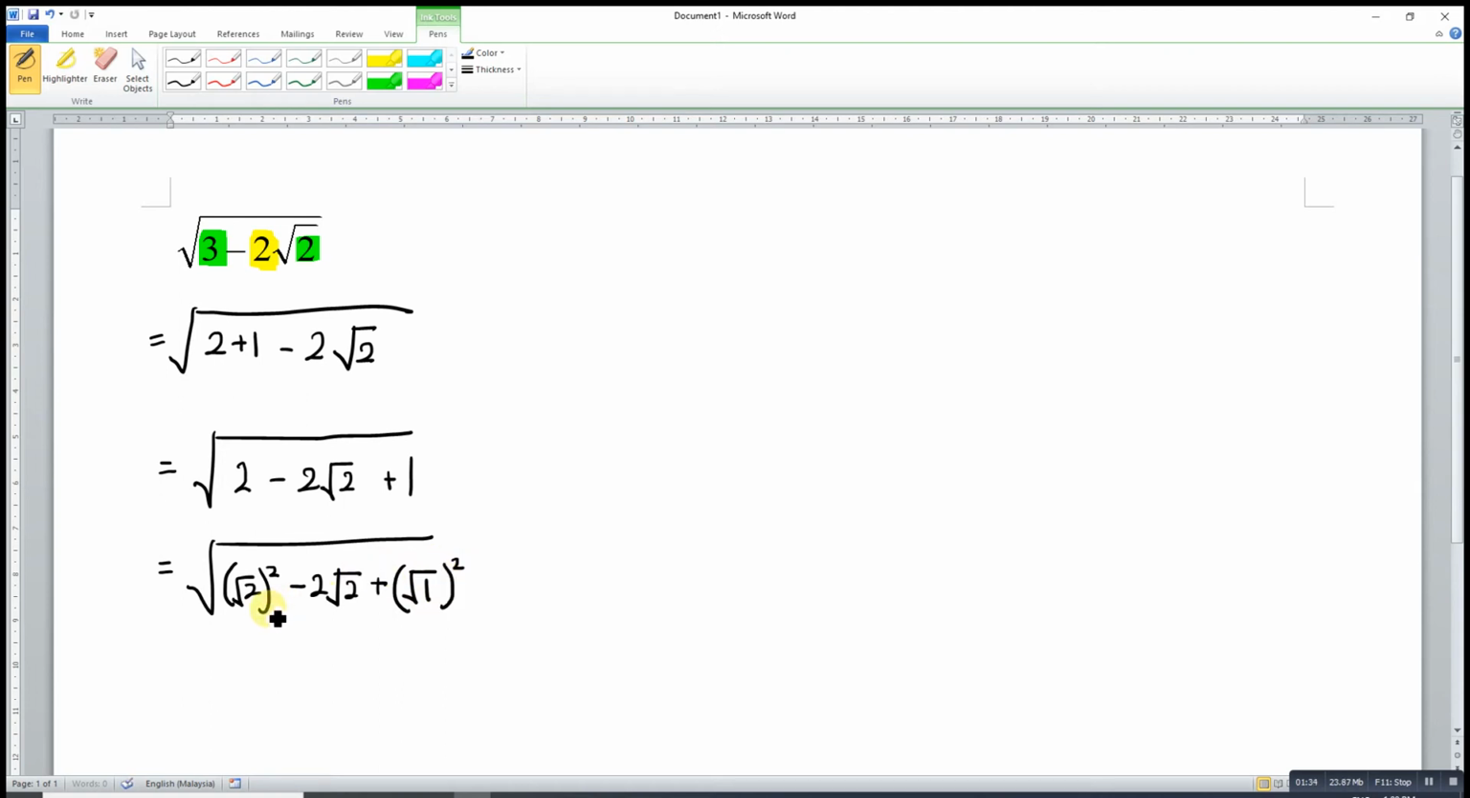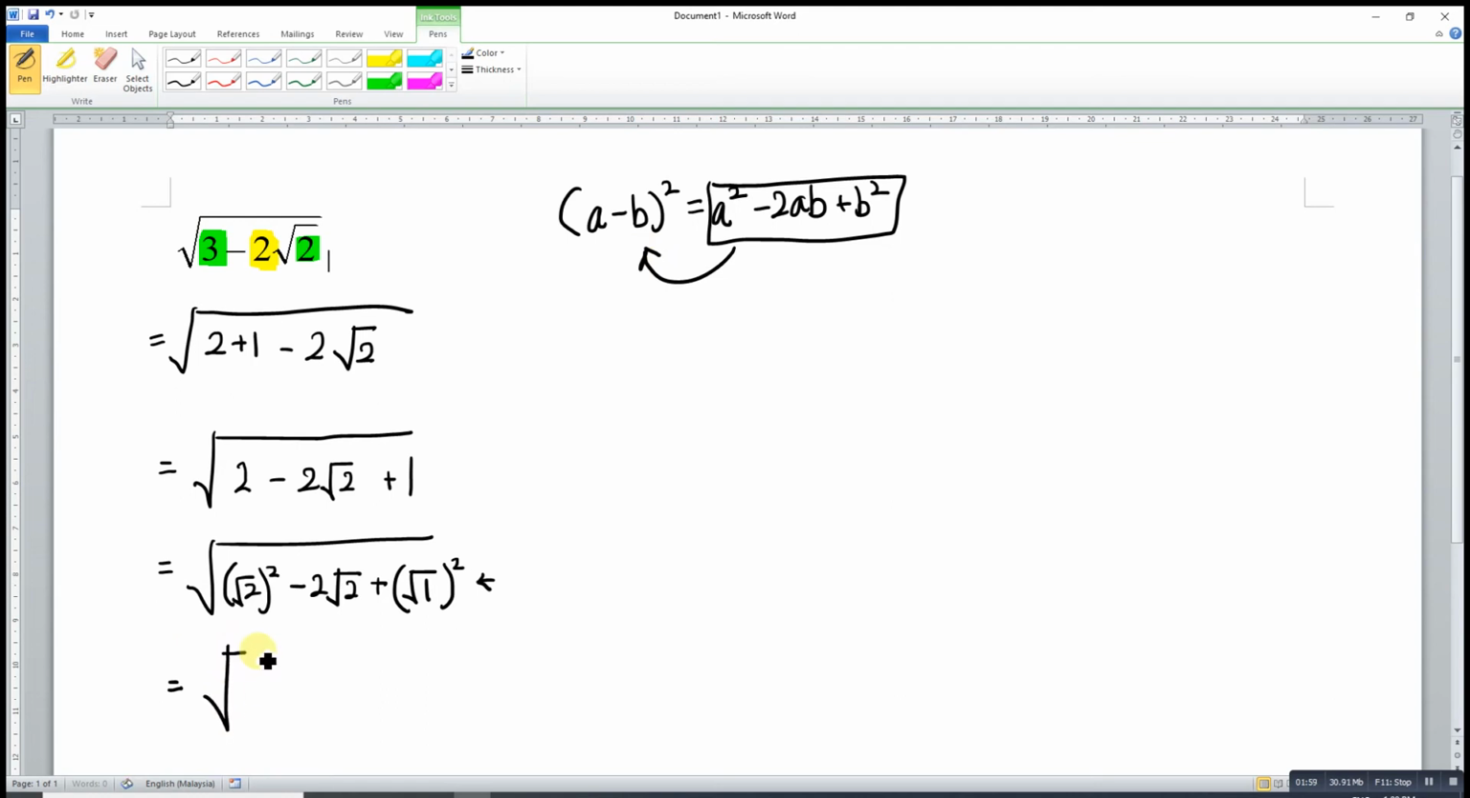So as we can see here, this is actually having the pattern of a minus b squared is equal to a squared minus 2ab plus b squared. So this is actually the pattern of this. So meaning to say we can reduce to this form. So we have the square root of square root 2 minus square root 1, the whole thing squared.